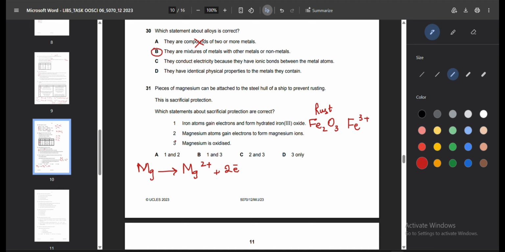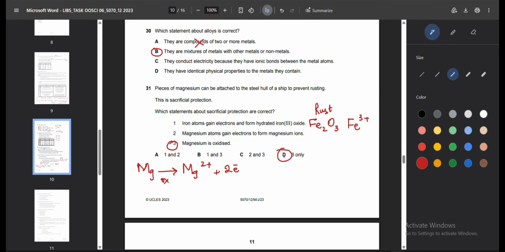Second option is that magnesium atoms gain electrons to form magnesium ions. No, they are losing electrons. Over here oxidation is taking place and magnesium is losing electrons, not gaining. Magnesium is oxidized, yes, because this is the correct one. So that makes option D the correct option.